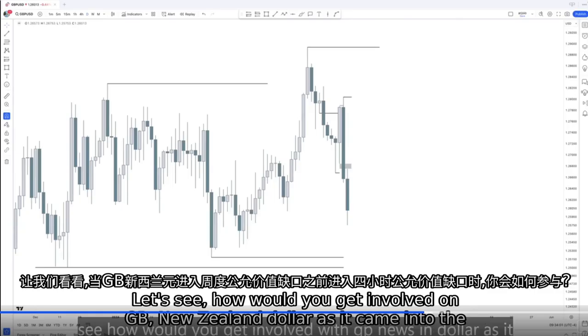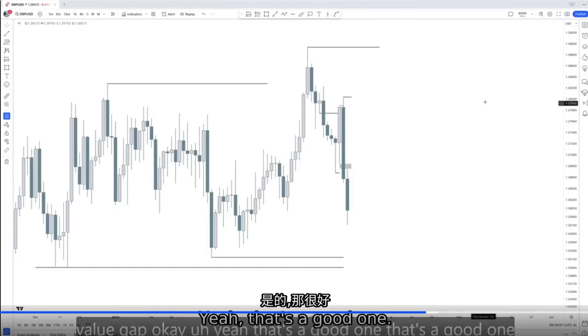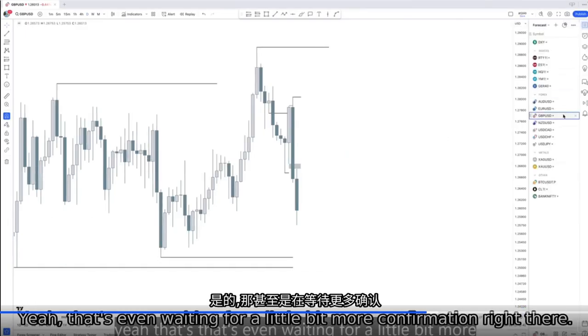How would you get involved on GP New Zealand dollar as it came into the weekly value gap before coming into the 4-hour value gap? Okay. Yeah, that's a good one. Yeah, that's even waiting for a little bit more confirmation right there.